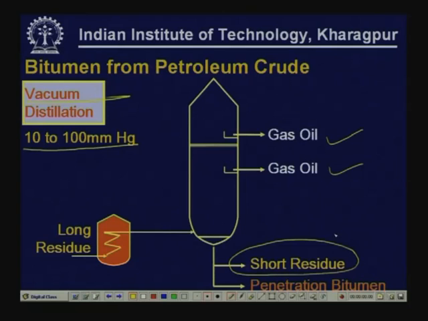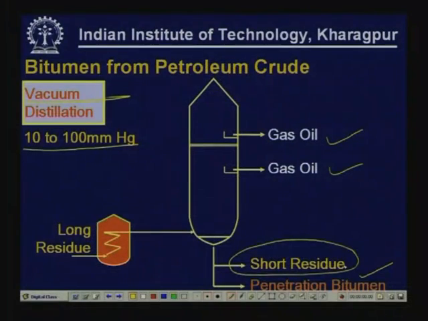This could as well be the penetration bitumen or the paving grade bitumen. We can get bitumens having different consistency at the end of vacuum distillation. It is possible to use them directly depending upon what type of material is available and what consistency could be attained, or it may require further processing before the same can be used in pavement construction.